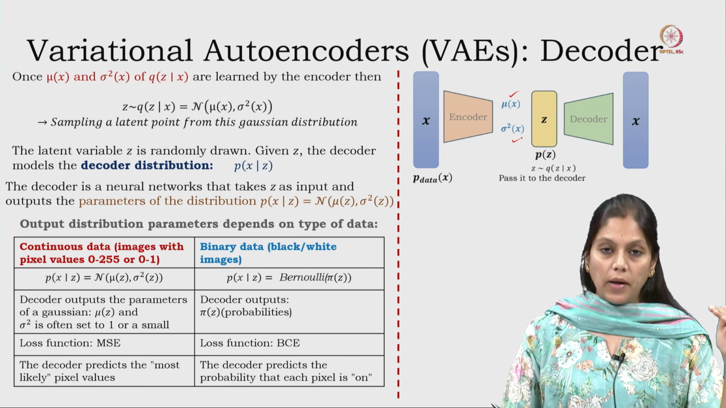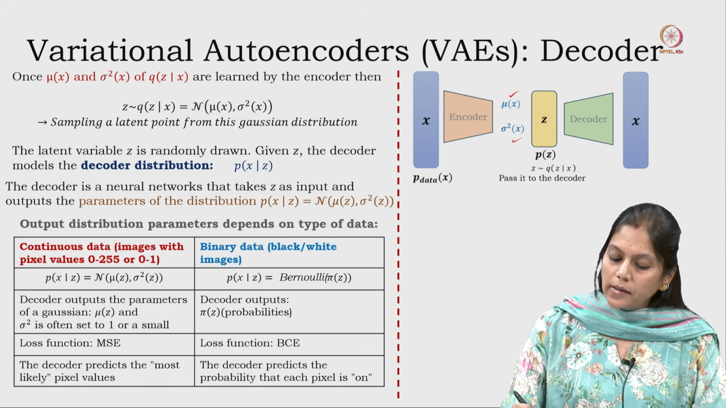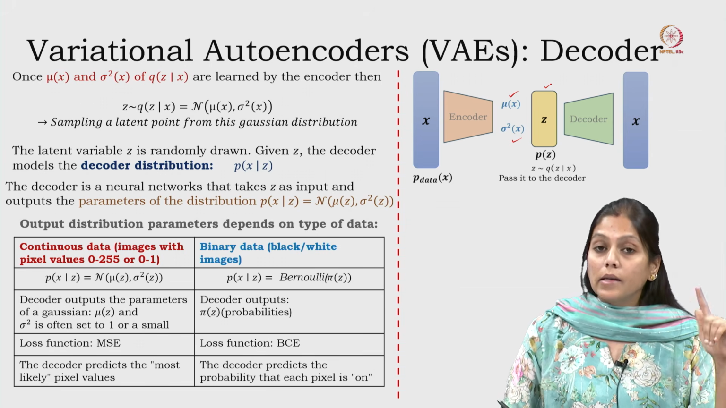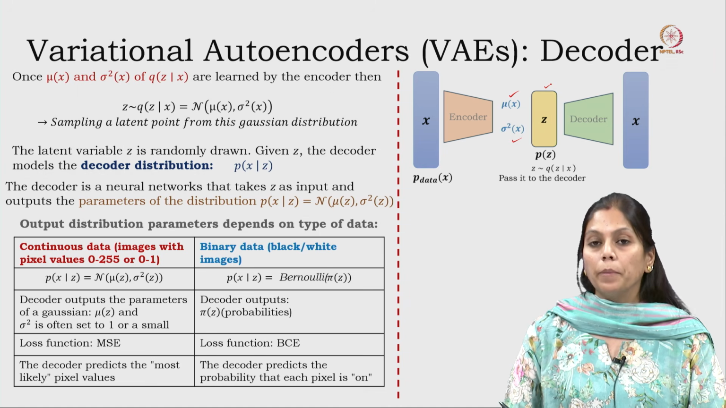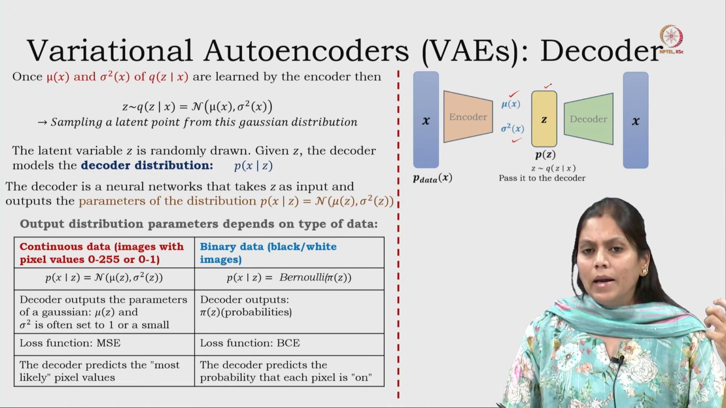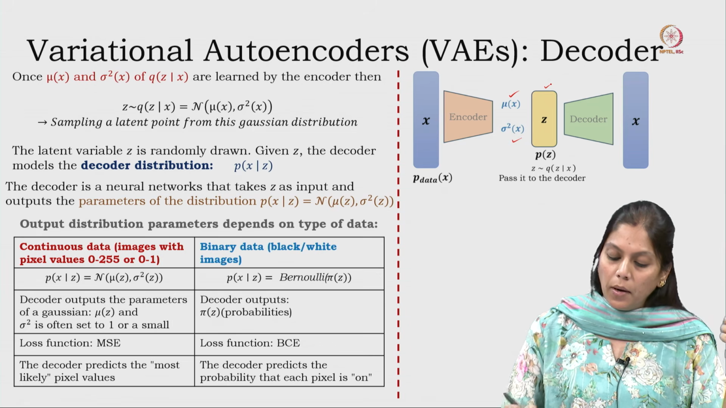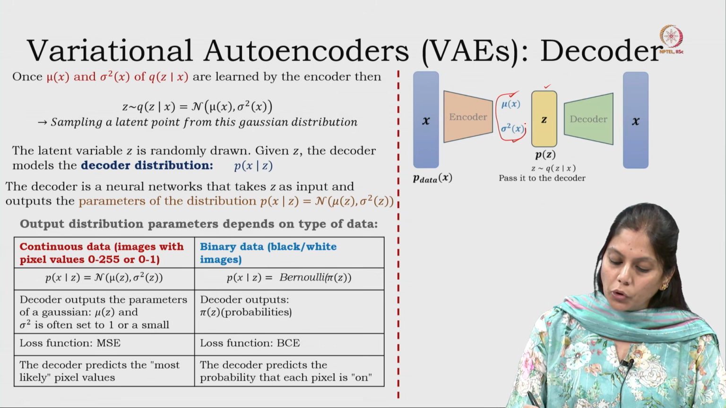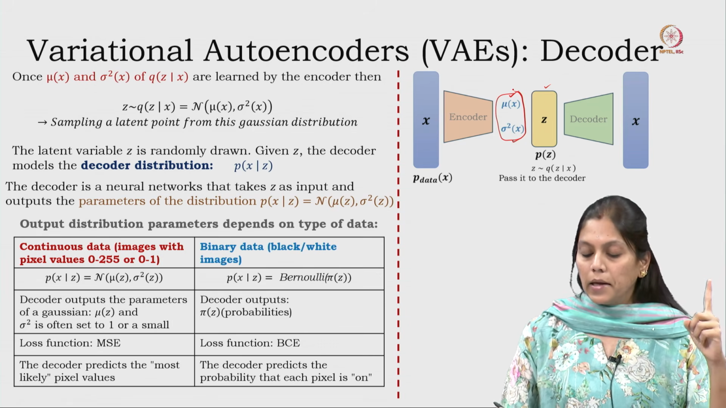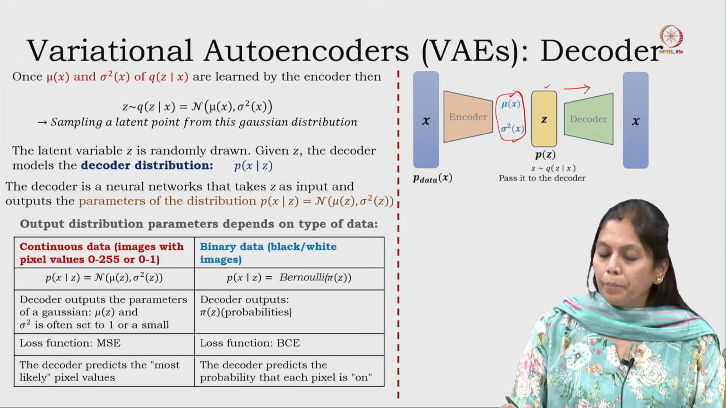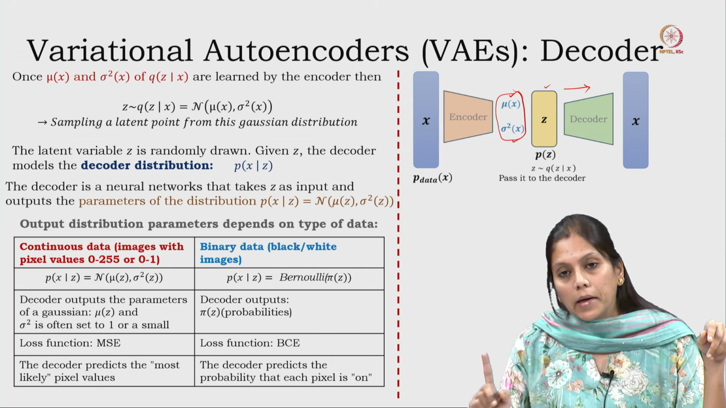Once the mean and the variance are obtained, the next step is that Z is sampled from this distribution. What is the meaning of sampled? It is randomly picking one number from this particular distribution. Then Z is given to a decoder. The aim of a decoder is to reconstruct.